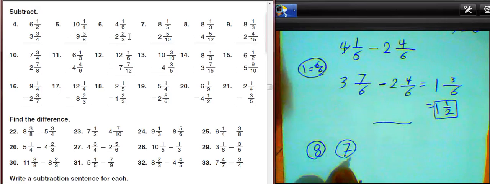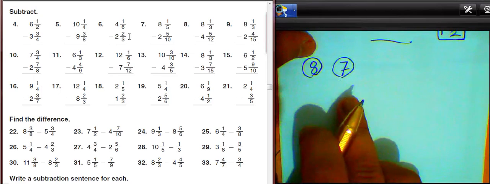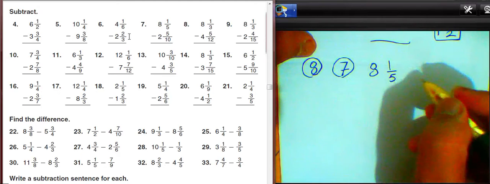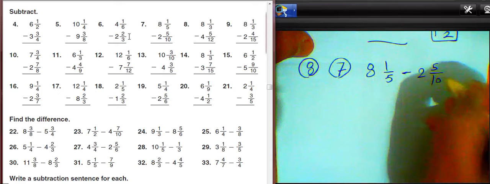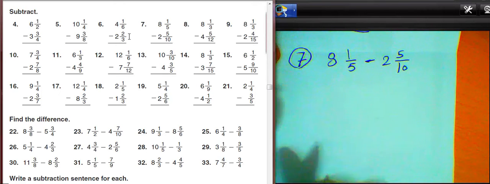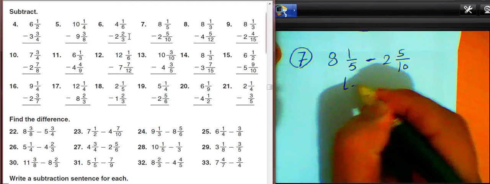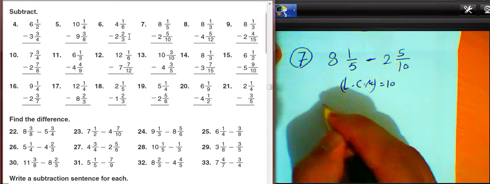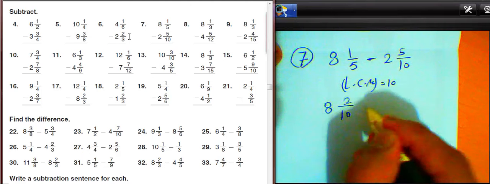Question number 7. 8 and 1 over 5, look here, subtract 2 and 5 over 10. Who can solve it? We know the least common multiple of the denominators is 10, because 10 can be divided by 5. The least common multiple will be 10. We can convert the first number here. 2 times 5 equals 10. 2 times 1 equals 2.